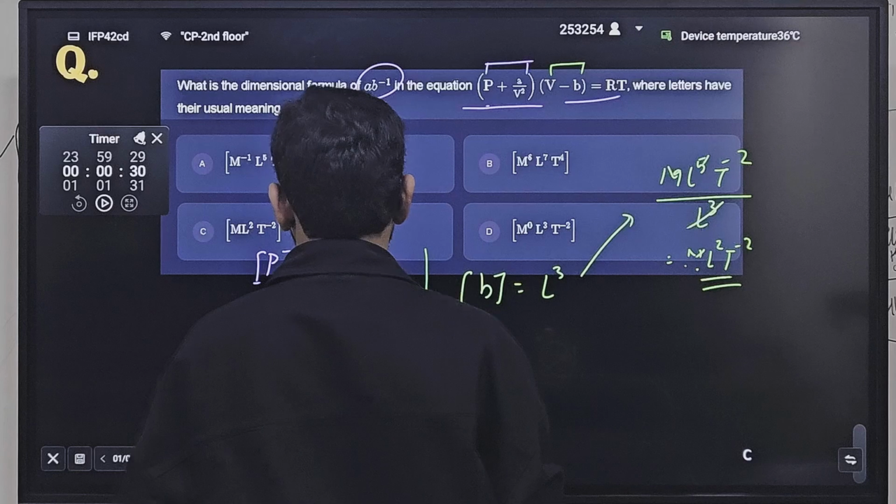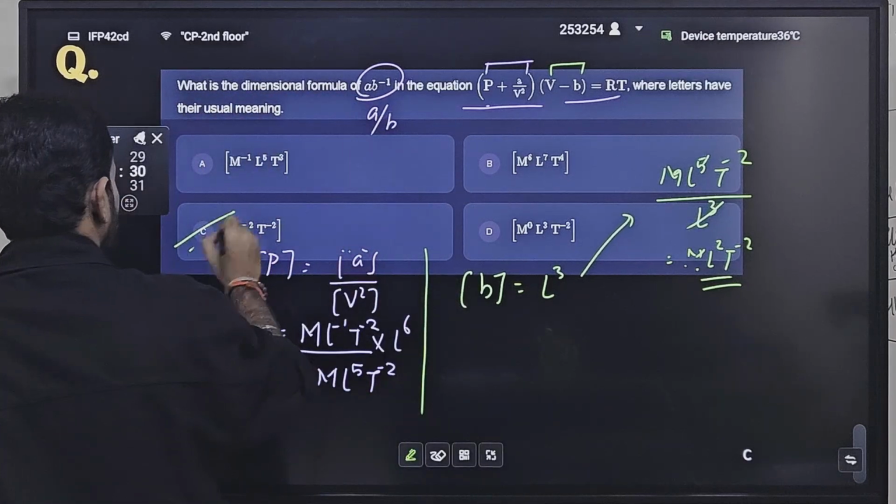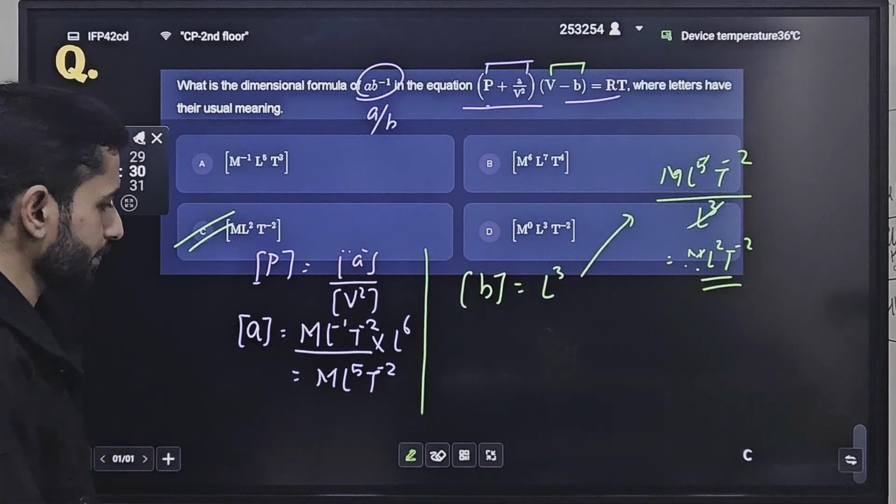Which option is coming correct? M L square T minus 2. Option C is coming correct. Any doubt?